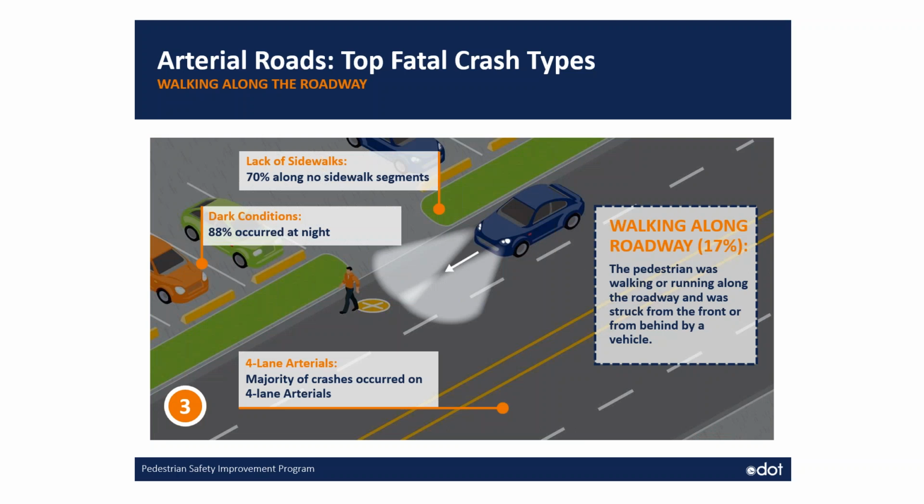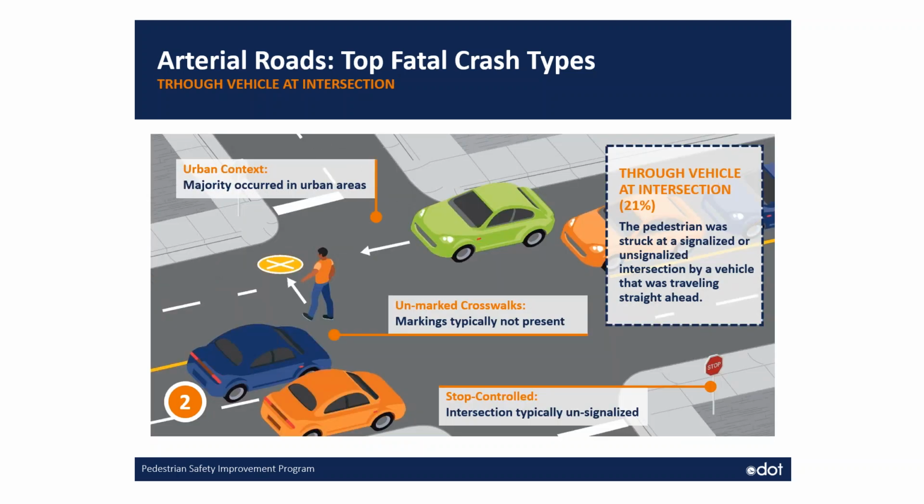Walking along the roadway, this is a crash that, unlike other ones, is more frequent at night. It's tougher to see, especially if there's no street lighting out there, no positive contrast street lighting. It usually happens where there's a lack of facilities, no sidewalks or shared use path present along the roadway. And most of these happen along four lane arterial roads.